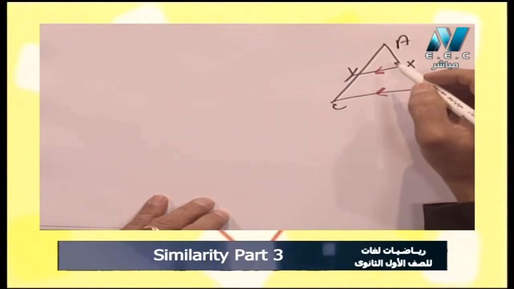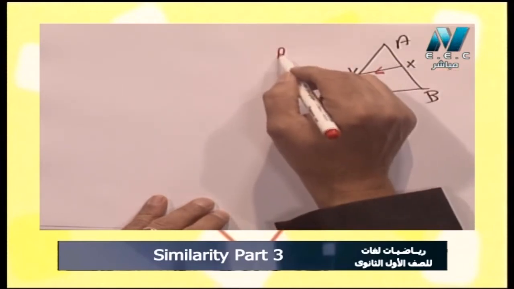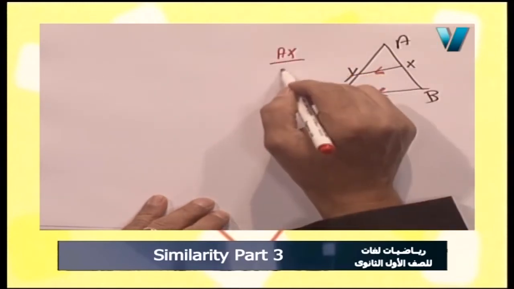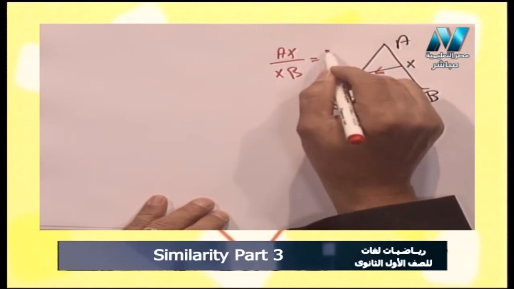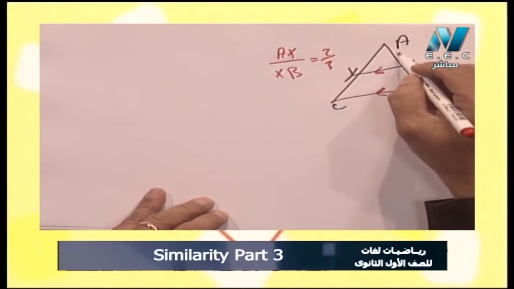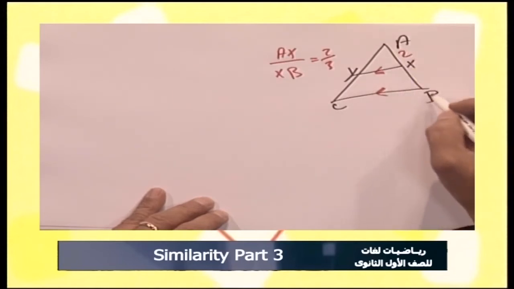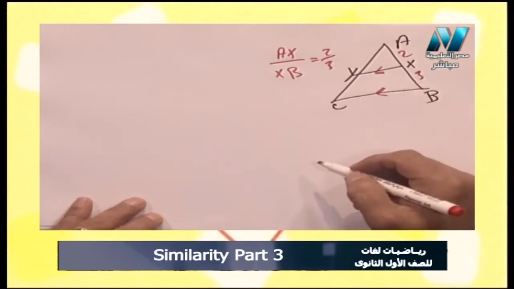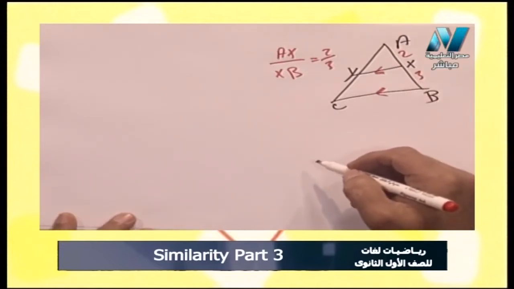And we have the ratio AX over XB equals 2 over 3. So write here the ratio of AX equals 2 and the ratio of XB equals 3. Don't forget that.